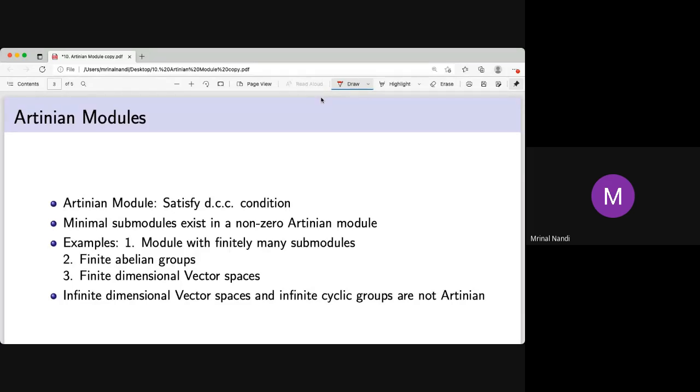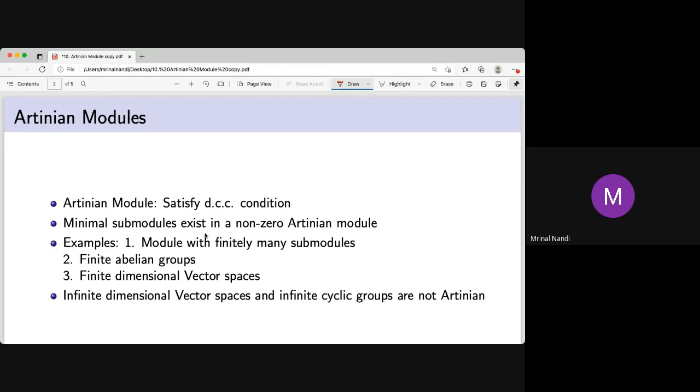Now, an Artinian module is a module that satisfies the DCC condition. If it satisfies the DCC condition or the minimal condition, same thing, the module M is called an Artinian module. Now a minimal submodule exists in a non-zero Artinian module. Why? Because we take the family of all submodules of this M. Since it's a family of submodules, a minimal submodule exists. So a minimal submodule exists for any non-zero Artinian module.